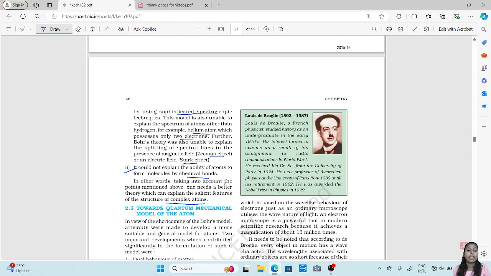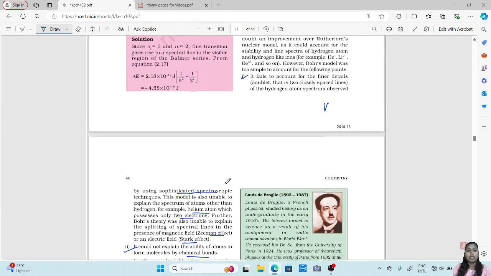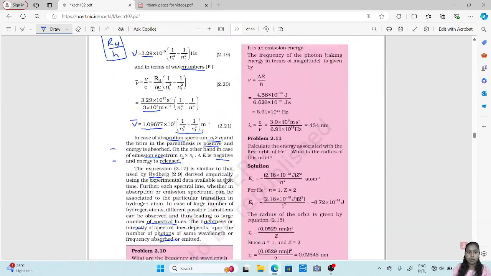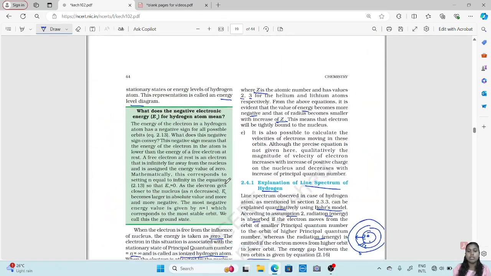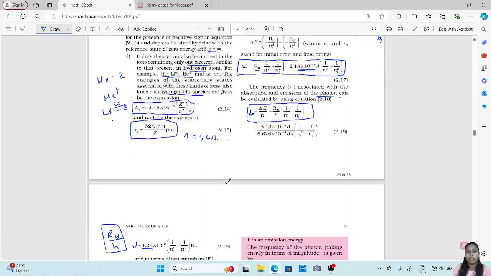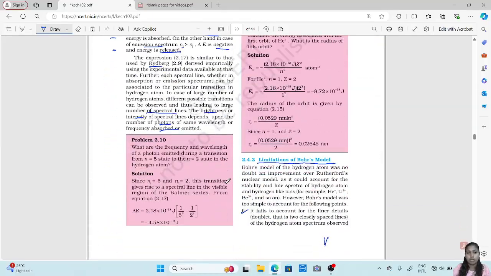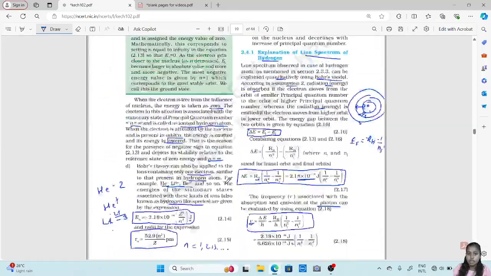So this led to the quantum mechanical model of the atom. In our next class, or next video, we'll see the quantum mechanical model of an atom. In today's class, we have seen Bohr's model. We have also seen the energy levels, how the hydrogen spectrum lines arise, how to calculate all those values, and then the limitations of Bohr's model.